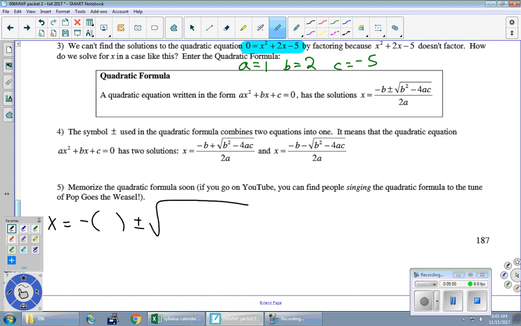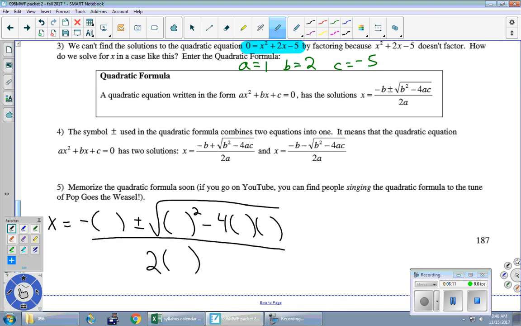The next thing is b squared, but instead of b squared, I'm putting parentheses squared. And then it says -4ac. That's going to be -4 parentheses, other parentheses, okay? And that's all divided by 2a, 2 parentheses. That is the shell for the quadratic formula.